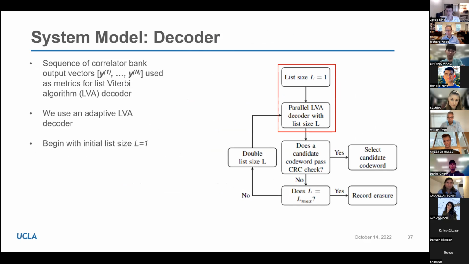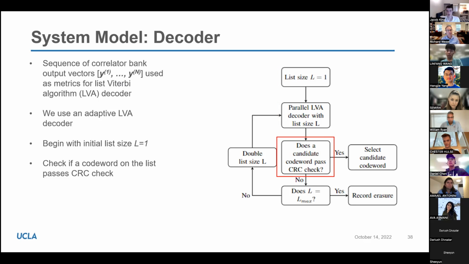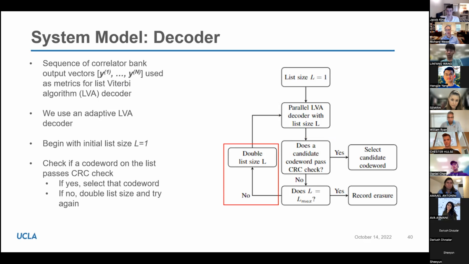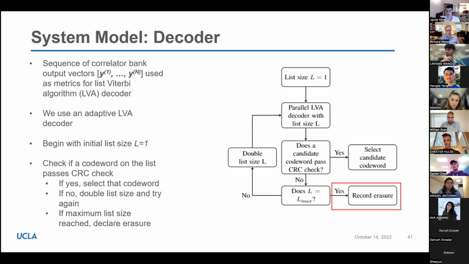We begin by initializing the list size to 1 and running a parallel LVA decoder with this list size. We then check if the decoder has found a code word that passes the CRC check. If one does, then we select that code word and terminate the decoder. Otherwise, we double the list size and run another parallel LVA decoder with the new list size. This continues until either a code word is found that passes the CRC check or until the maximum list size is reached. Here, maximum list size is a hyperparameter set before decoding.